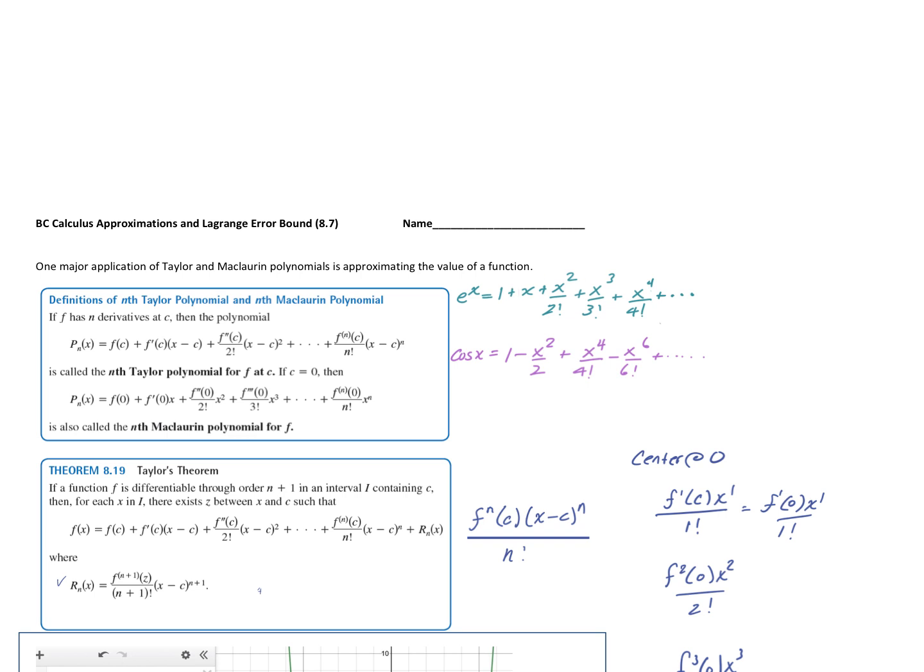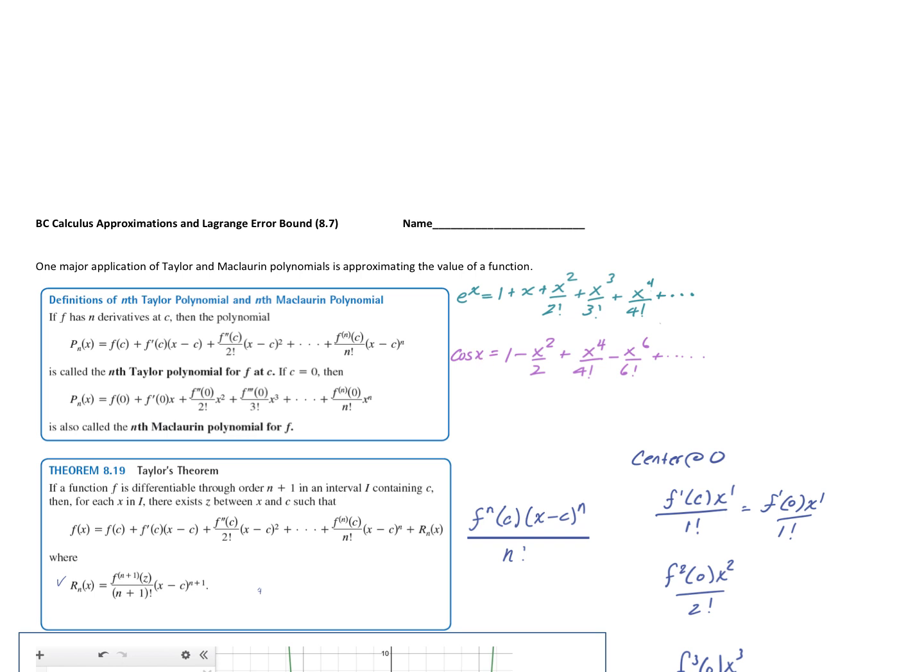So this works. Now there are some caveats to it. For e to the x, it works for all x values. Not the case for all functions, but we'll get to that later. But let's just assume that it works for all values of x. So I can do the same thing for cosine. Plug in some number, cosine of 2, plug in 2, all the way to infinity, exactly the same.